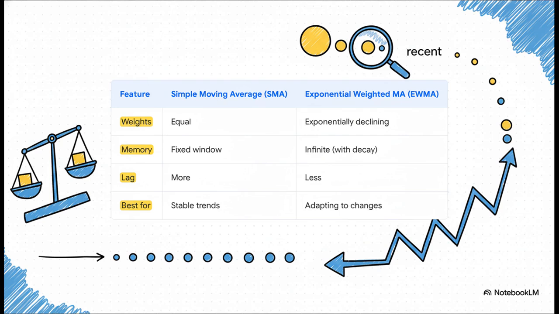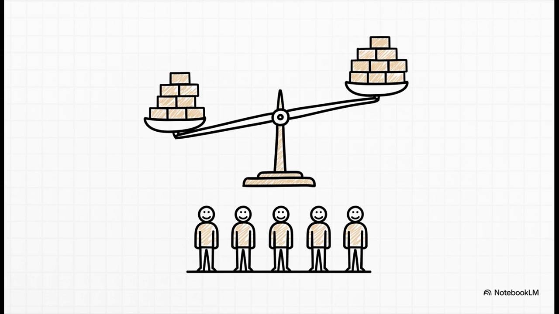Now, we've got two main flavors here, and the difference is all about how they treat past data. The simple moving average, or SMA, gives every day in its window an equal vote. The exponential weighted moving average, the EWMA, is different. It cares way more about what happened recently. So the SMA is kind of like a historian. It's slow, it's deliberate, it looks at the entire picture equally. That makes it really good for identifying those big, stable, long-term trends.